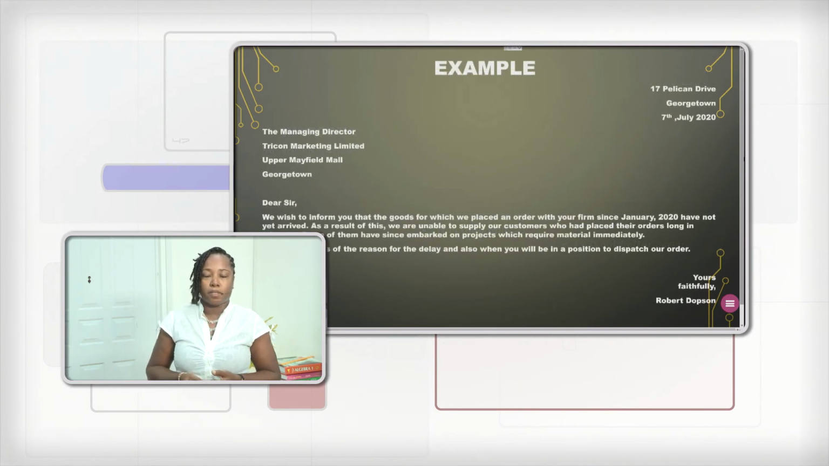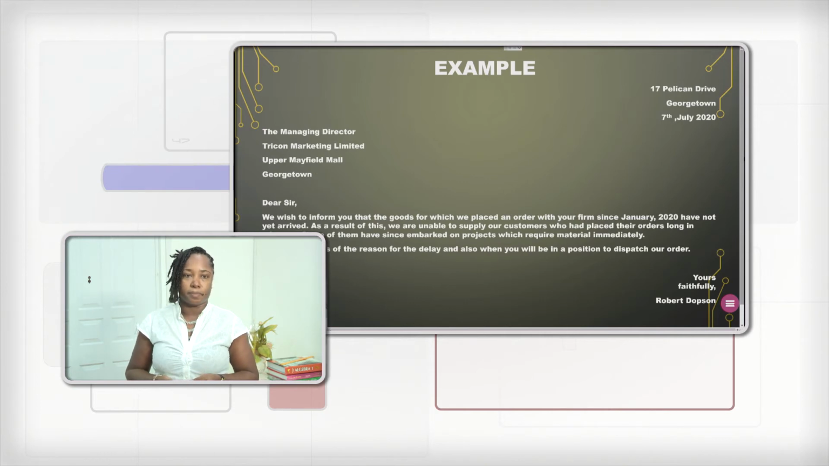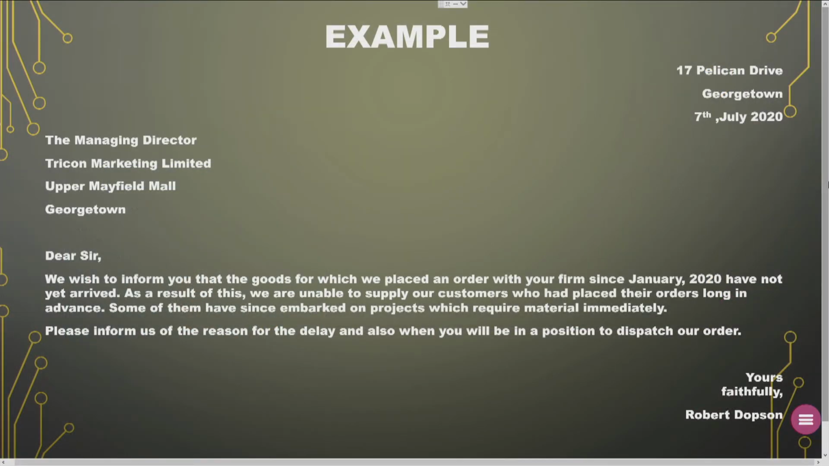Here's an example of a letter of complaint to a company for goods not delivered. So you see there is the address of the person that is writing it, followed by the date on the top right hand, and then on the left hand you have the address of the recipient. So it goes on to say, "Dear sir, we wish to inform you that the goods for which we placed an order with your firm since January 2020 have not yet arrived.